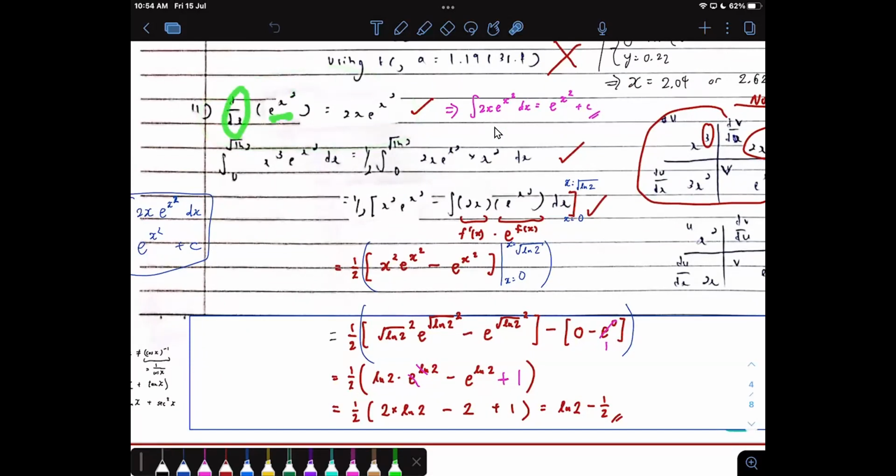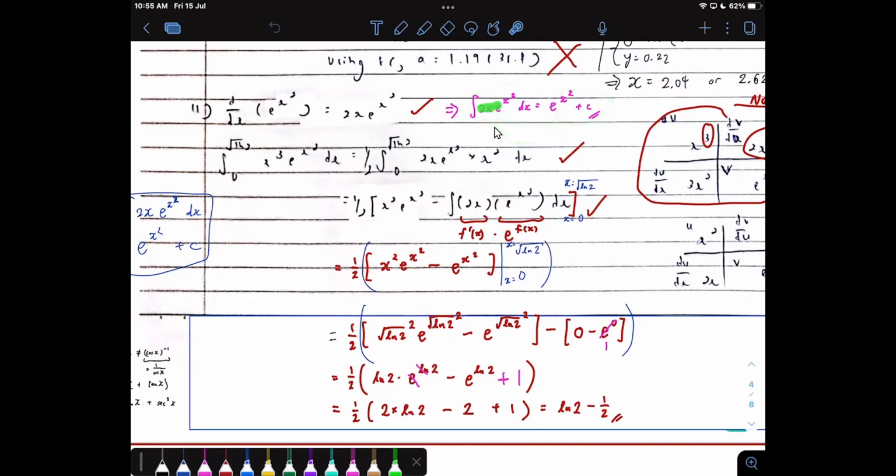Look at question 11. Differentiate e power x squared, you get 2x e power x squared. That's correct. So what we know about differentiation goes forward, but what about integration? Integration just brings you back, because integration is the reverse of differentiation. So if you integrate 2x e power x squared, you just get back e power x squared plus c. That means we can now use integration by parts and make use of this information.